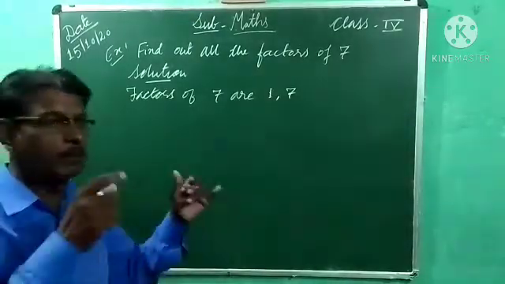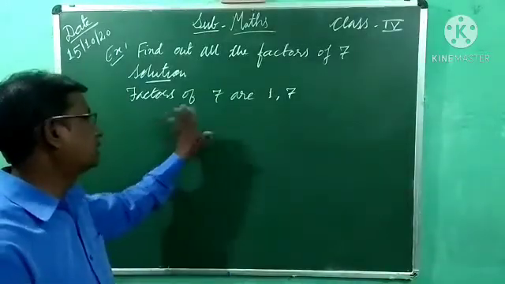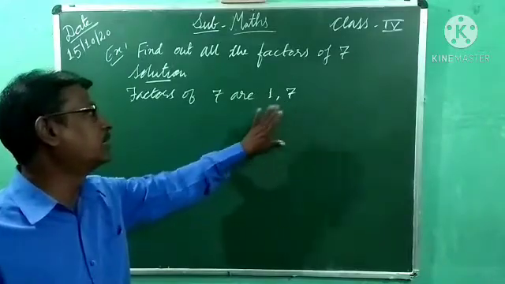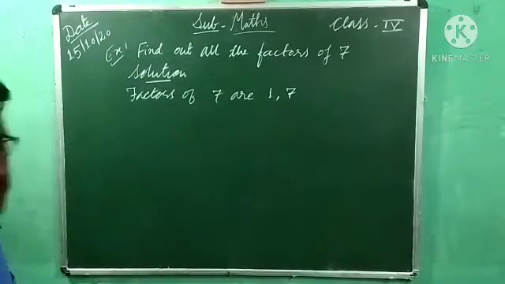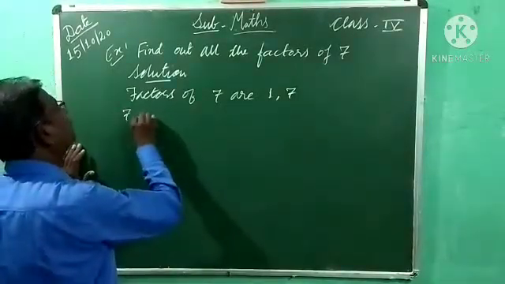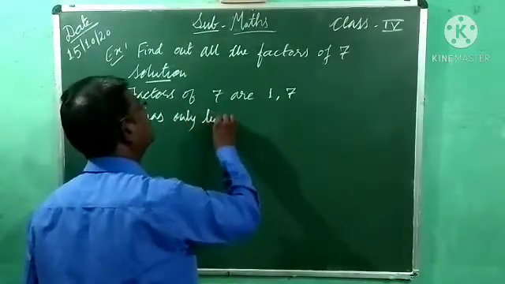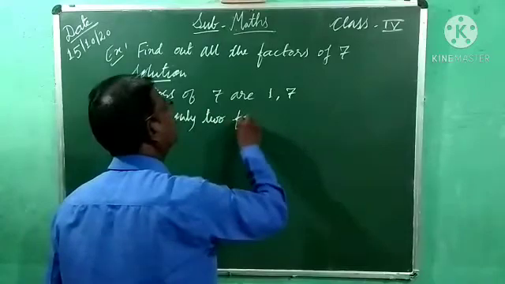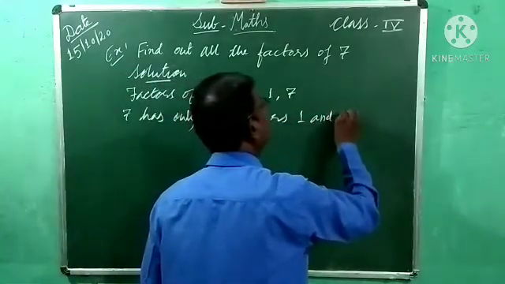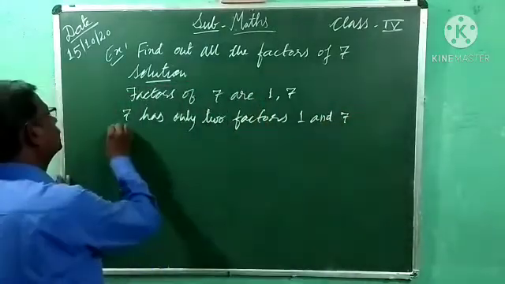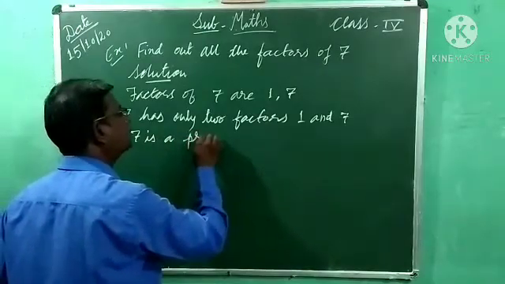ये 2 ही फैक्टर हुए, इसलिए 7 कौन सा नंबर हो गया? प्राइम नंबर. प्राइम नंबर की डेफिनेशन क्या है? ए नंबर विच हैज एक्जैक्टली 2 फैक्टर्स आर कॉल्ड प्राइम नंबर. Since 7 has 2 factors, 1 and 7, therefore 7 is a prime number. If you want to write that sentence, we can write that one. 7 has only 2 factors, 1 and 7. Therefore 7 is a prime number.